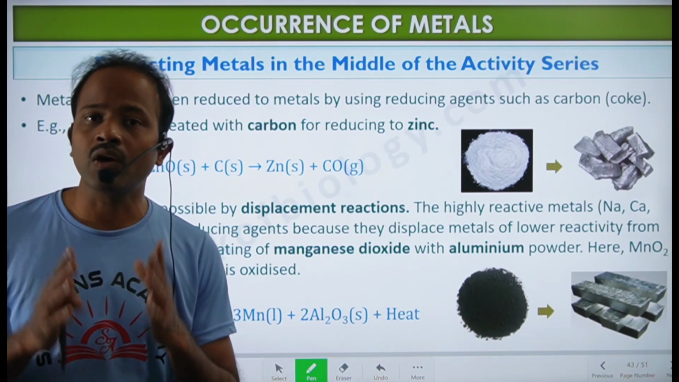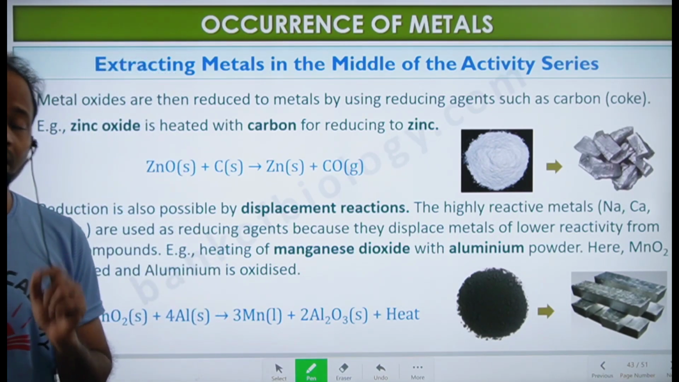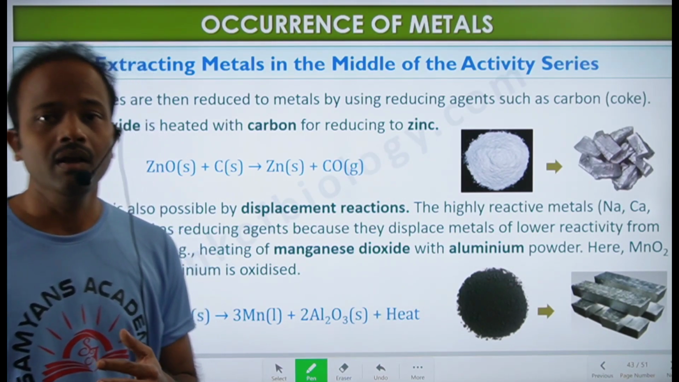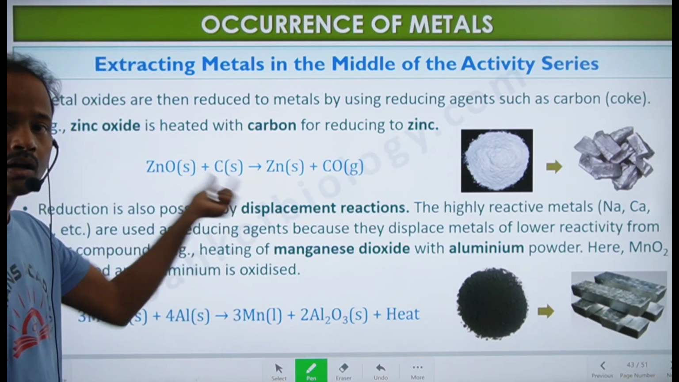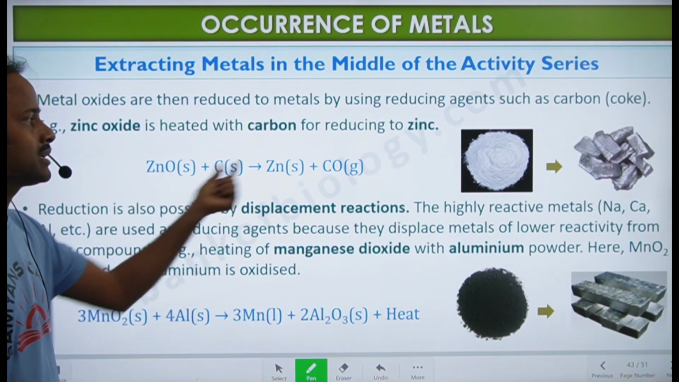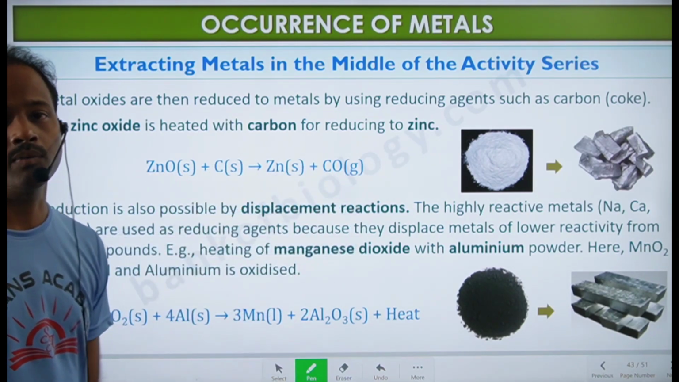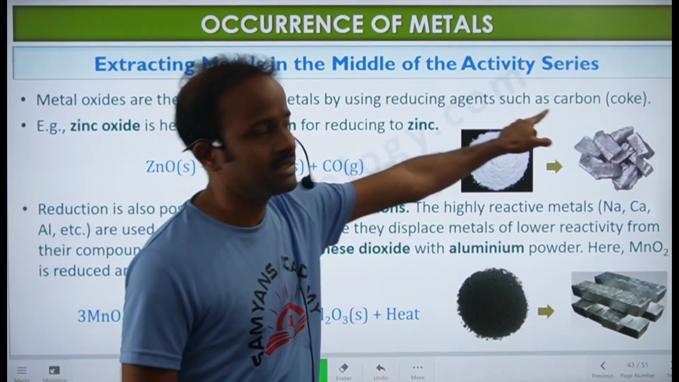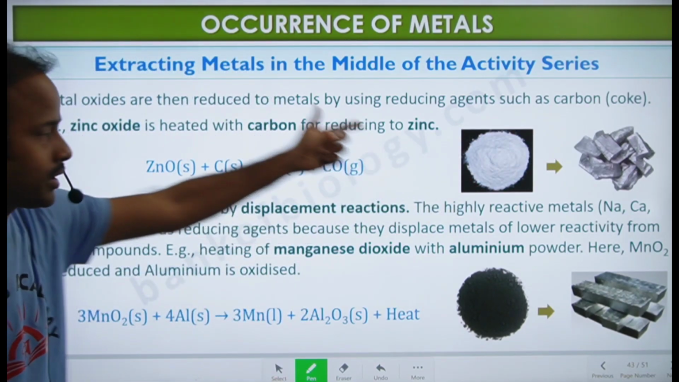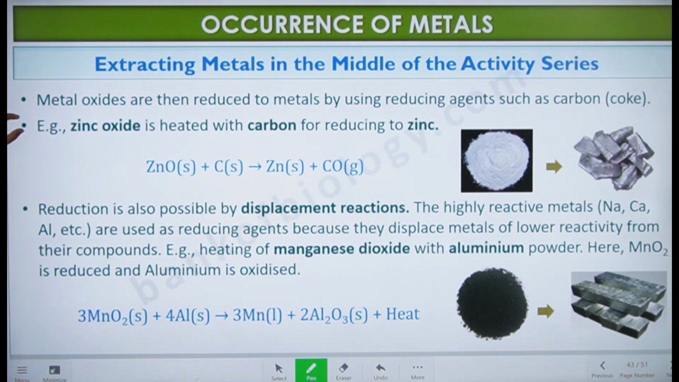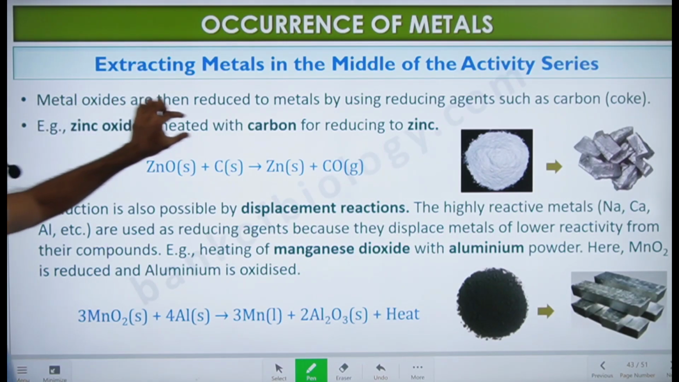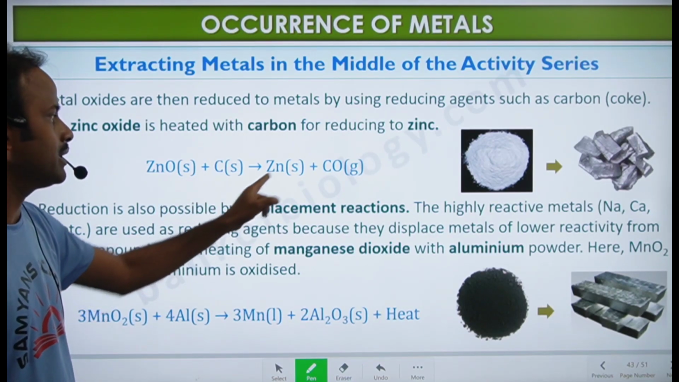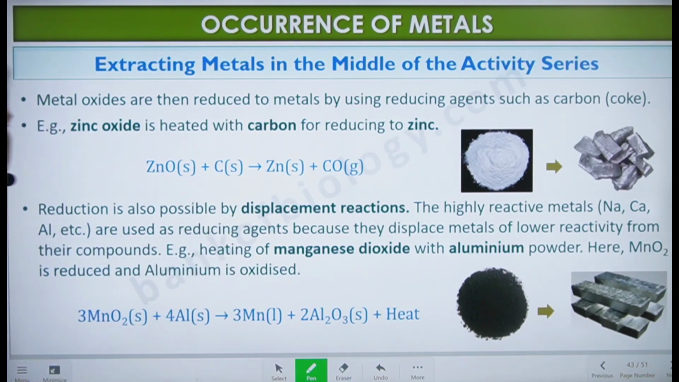In this process we are performing the reduction reaction by adding charcoal powder or carbon powder to the zinc oxide. The zinc oxide is converted into zinc, and the carbon is converted into carbon monoxide gas. Metal oxides are then reduced to metals by using reducing agents such as carbon, also called coke, the pure form of coal. For example, zinc oxide is heated with carbon to reduce it to zinc. Here zinc oxide reacts with the carbon and gives zinc in the solid form.